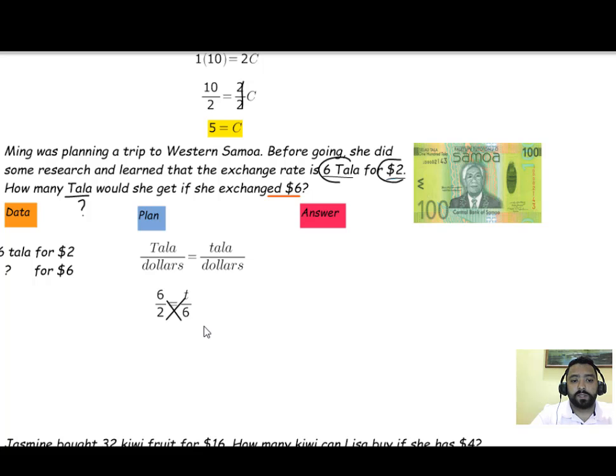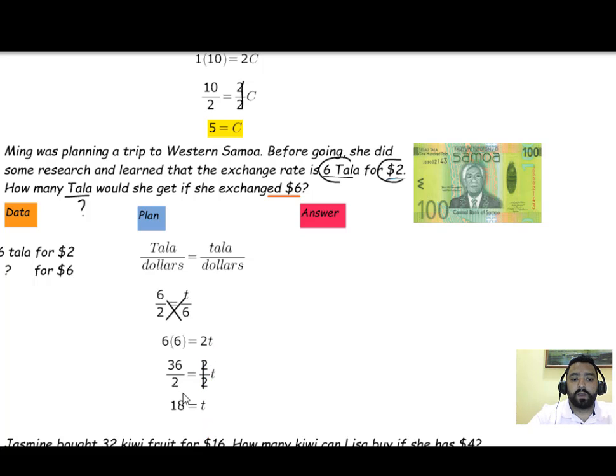So we're going to have 6 times 6 equal 2 times t. Then we multiply, it's going to be 36 equals 2t. Then we divide by 2 here, and we divide by 2 here. And we're going to have 36 divided by 2, it's 18 equals t. Why equals t? Because 2 divided by 2 is going to be 1, or we cross out this.